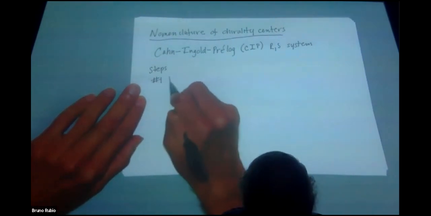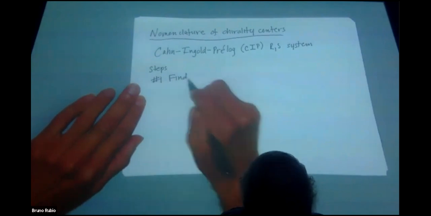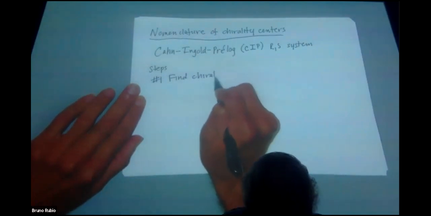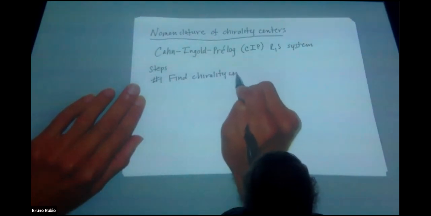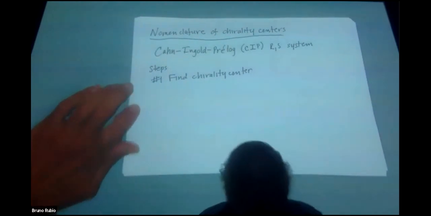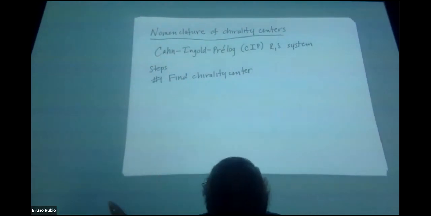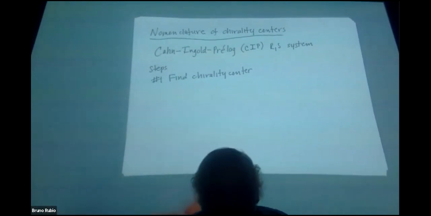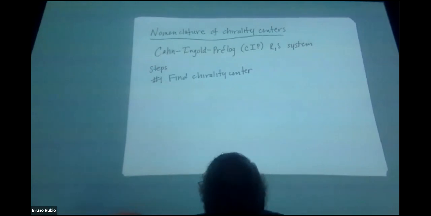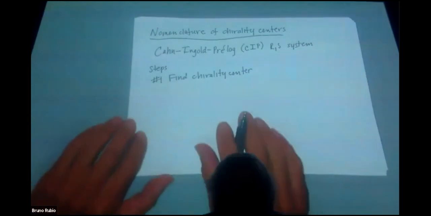Step number 1, find the chirality center. Right? I'd hate for you to be wasting all kinds of time trying to figure out the chirality of something that wasn't a chirality center. So that's the first thing you do, find the chirality center, and we got some practice in finding chirality centers.